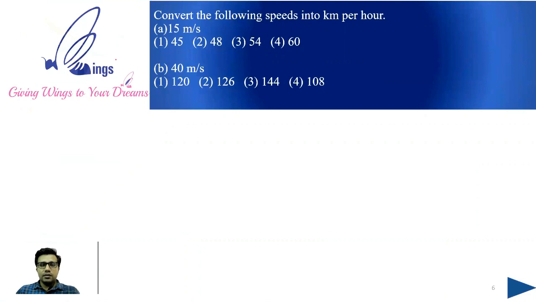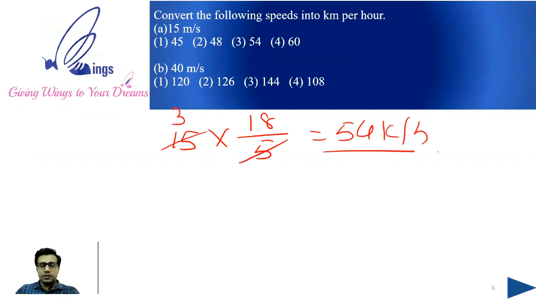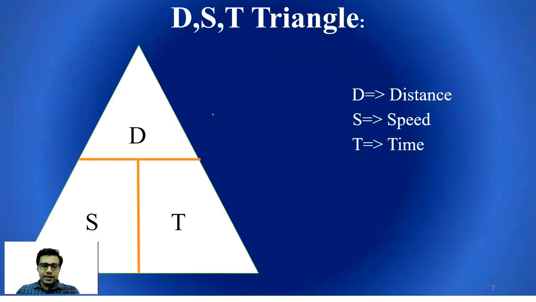Take one example here. Convert the following speed into kilometer per hour. The speed is 15 meter per second. So if we multiply 15 into 18 by 5, this will get cancelled, then the speed we will get is 54 kilometer per hour.